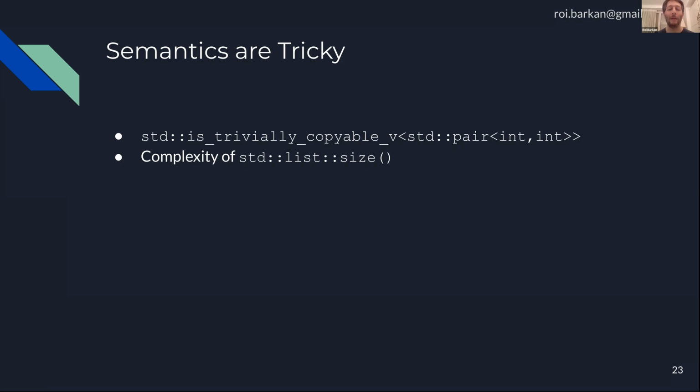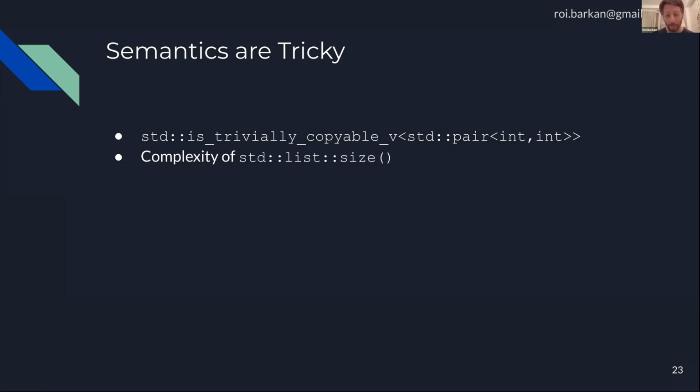I'm not sure who of you is familiar with these two things. Does anyone want to jump in and tell me why I care about is_trivially_copyable_v of std::pair<int, int>? Does anyone know what I'm referring to? Okay, so a pair of int int, pair has been in the language since 1998. Pair of int int is just like a struct with two ints, but it just so happens that is_trivially_copyable is false for a pair.